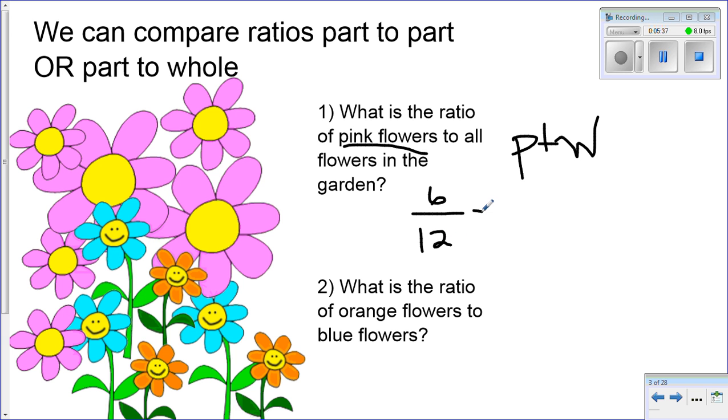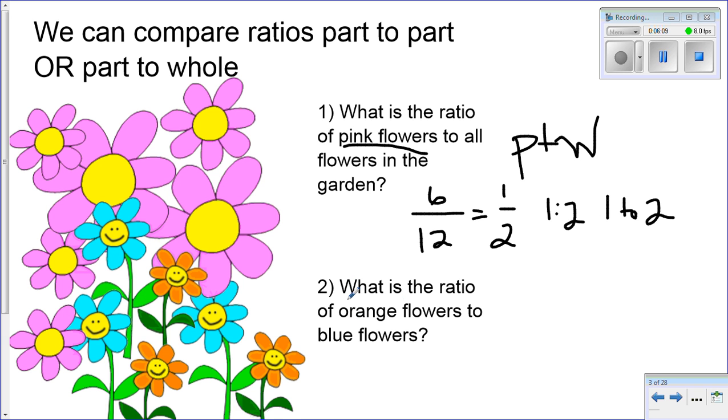And of course we can simplify this to 1 to 2. And remember, we can write ratios 3 different ways. So 1 to 2 as a fraction, 1 to 2 using a colon, and 1 to 2 using the word to. Part to whole example. So for every one flower in the garden, there will be 2 flowers total. Or it makes more sense, for every 2 flowers in my garden, one of them will be pink.